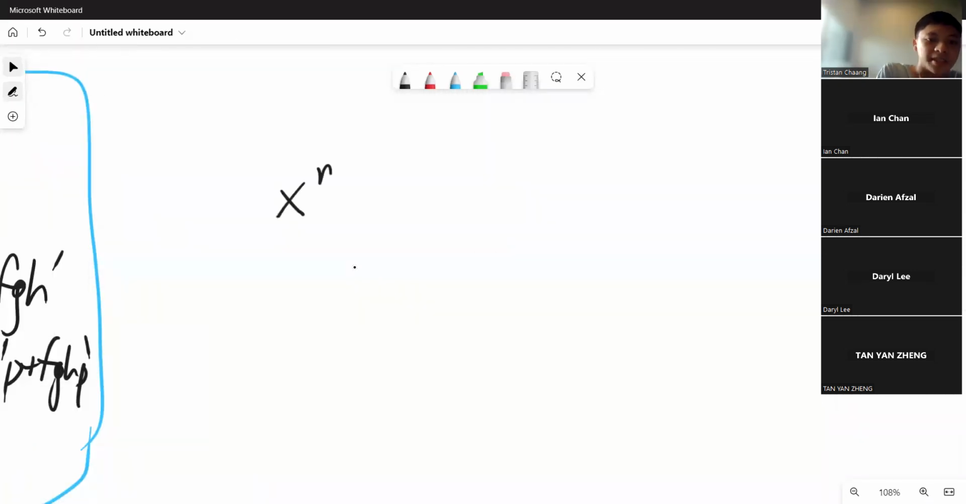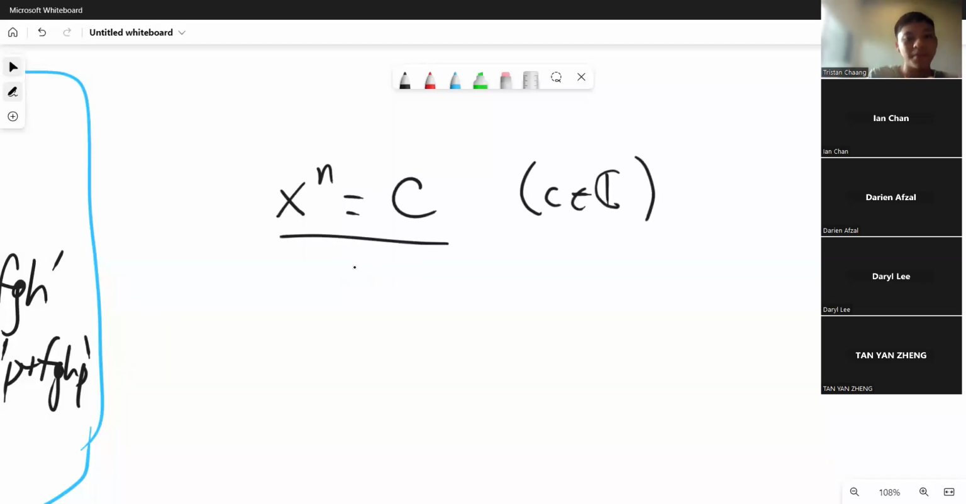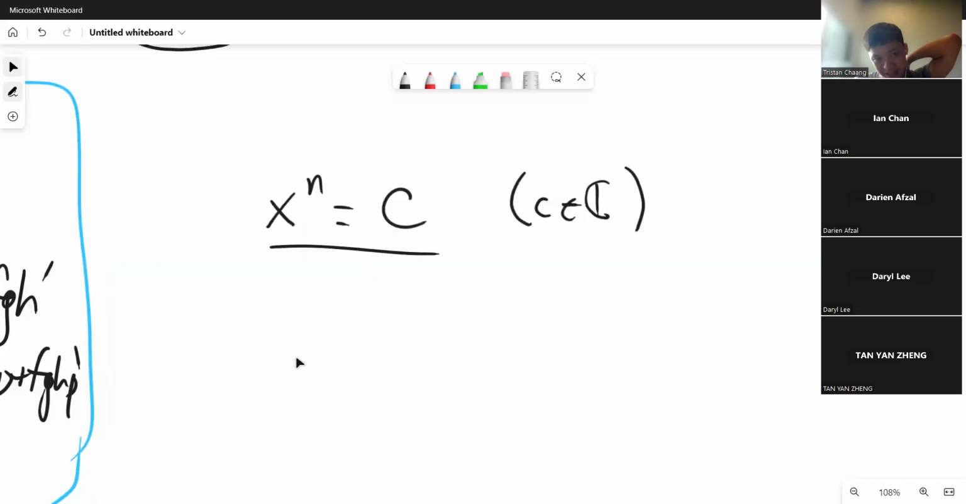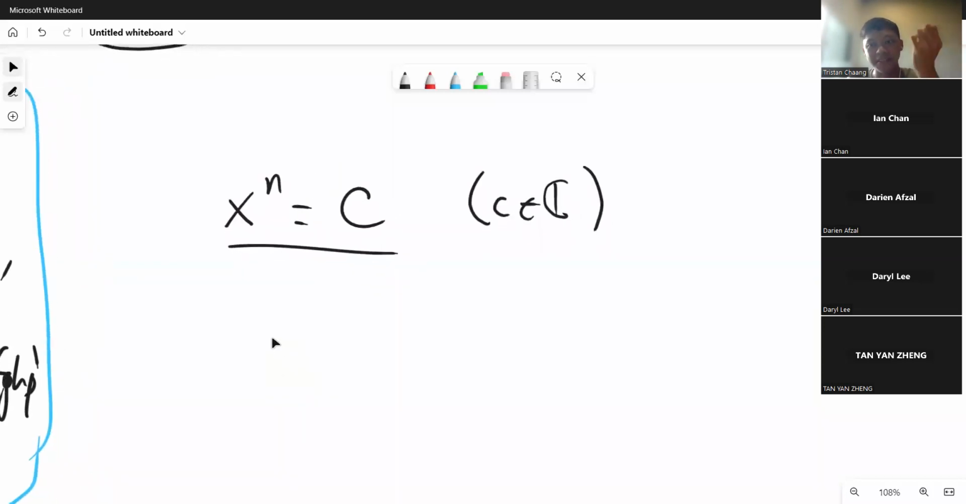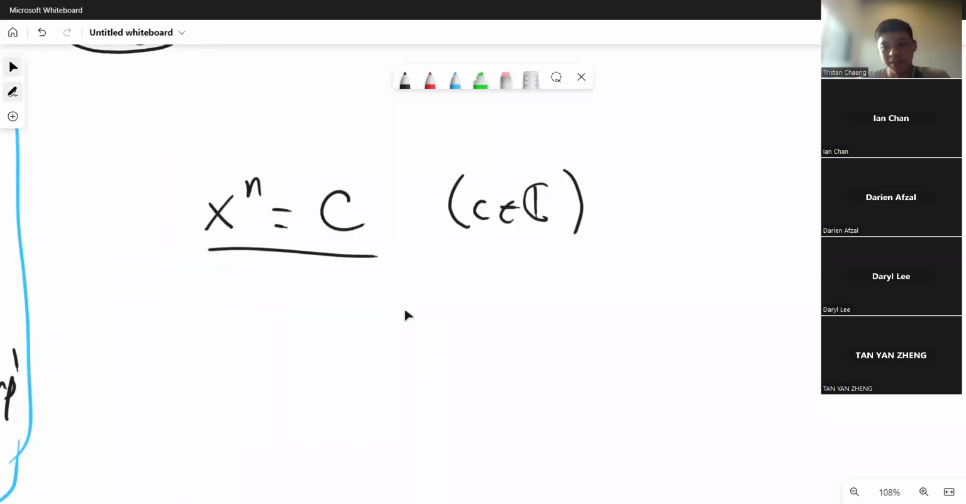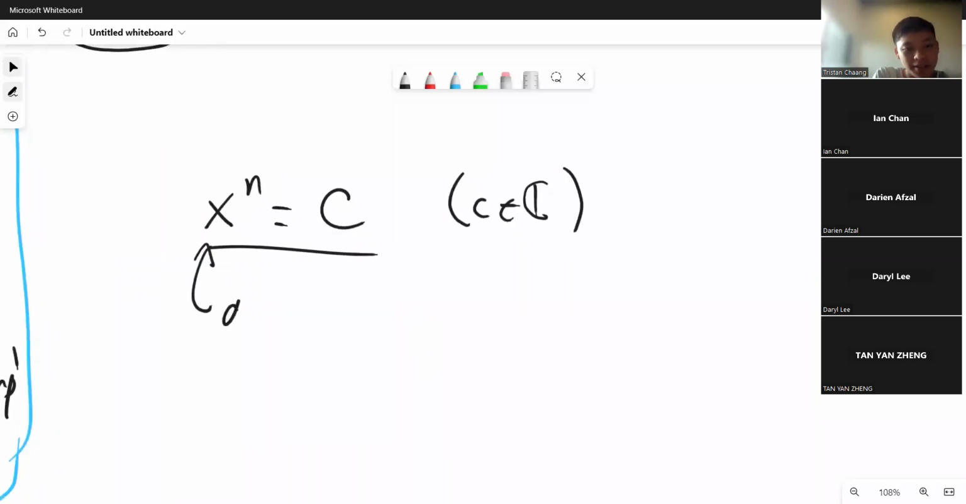How many solutions does this have? So c is a complex number, a fixed constant. How many solutions does this have? Like how many distinct roots does it have? Let's see. Well, it has degree n. So first of all, it has at most n roots. Well, at least one, at most n. I'll write this as x^n minus c equals 0. So this is a polynomial now.